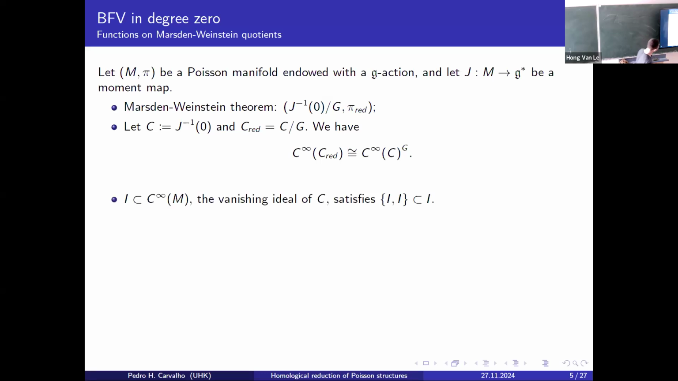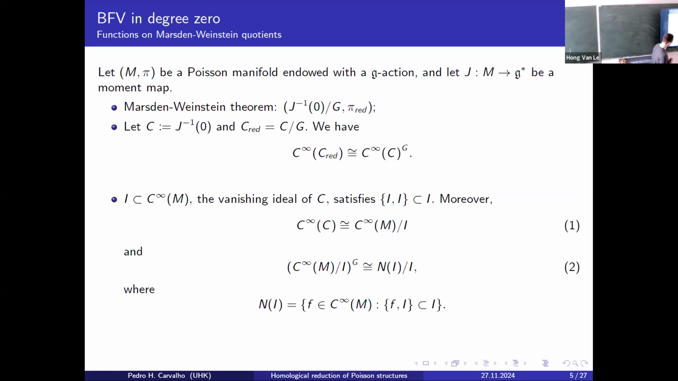Good. So if I denote by I the vanishing ideal of the constraint submanifold, so all the functions that vanish on this submanifold, this ideal is actually coisotropic. It satisfies this condition: it's closed under the Poisson bracket. And this comes from the fact that the moment map is a Poisson map. Okay, good. And using this ideal, you can actually see the functions on the constraint submanifold. So this restriction is taking the quotient by the ideal, like the usual thing when you have these ideals encoding some subvariety.